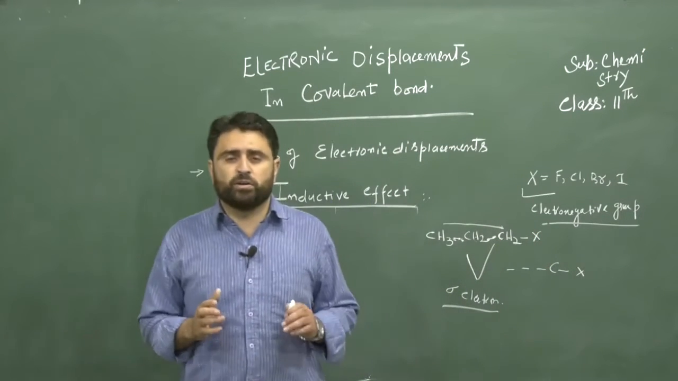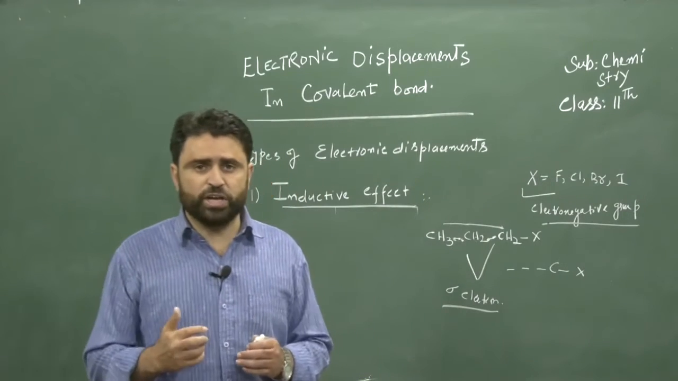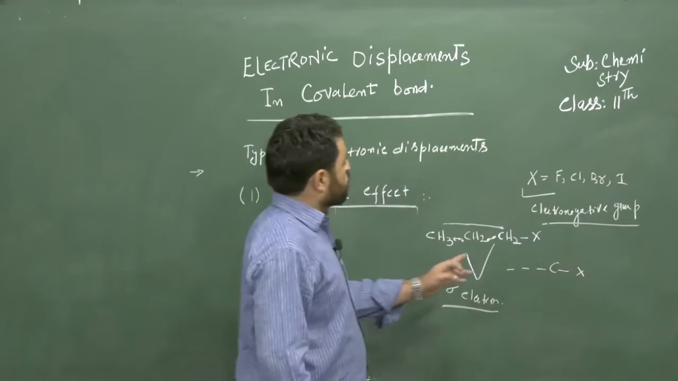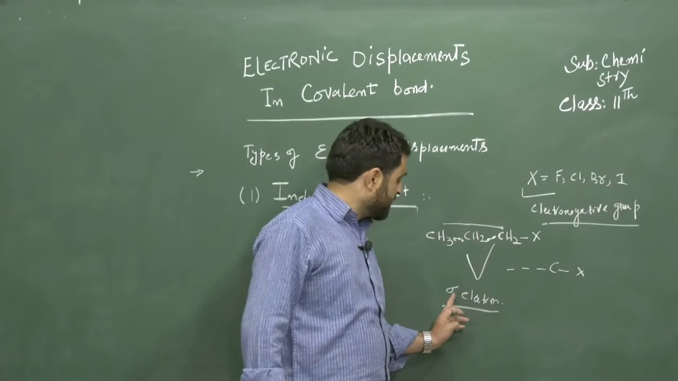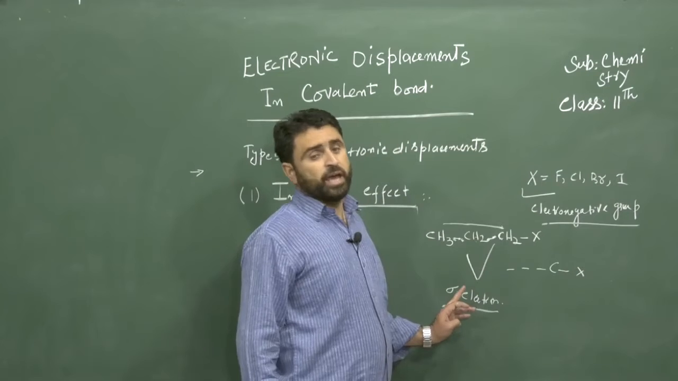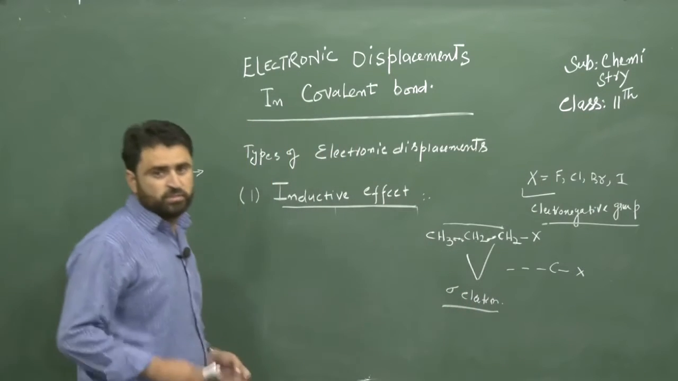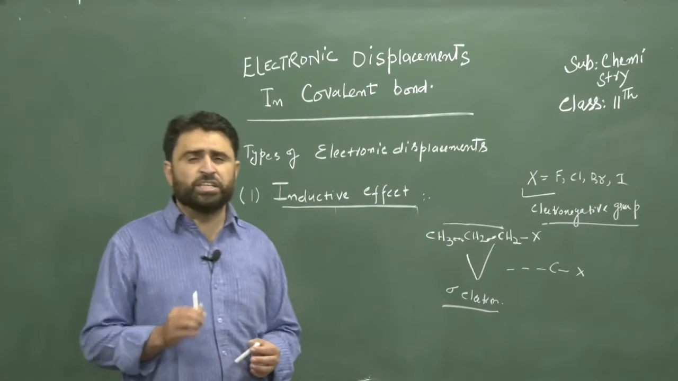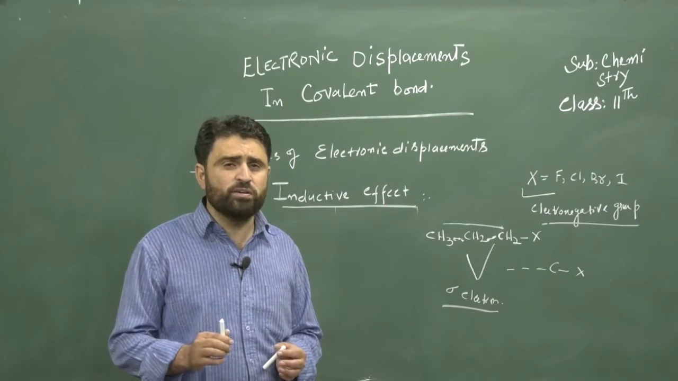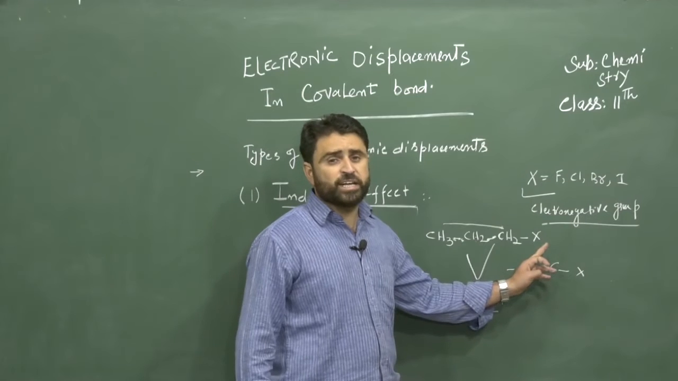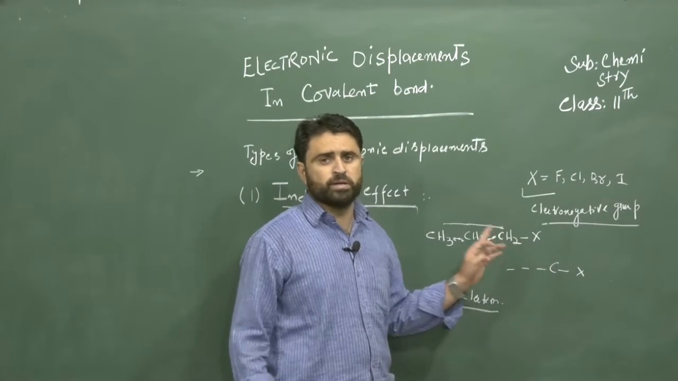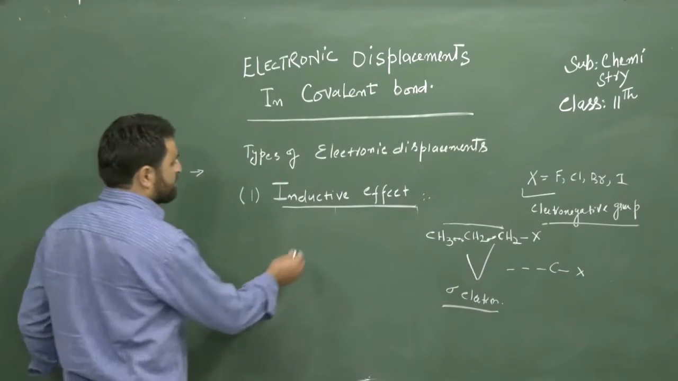When any group having more electronegativity is attached to one of the carbon, as a result of this, displacement of sigma electron takes place, which is known as inductive effect. So inductive effect is just displacement of sigma electron when a highly electronegative atom is attached to one of the carbon. So I will write here the definition.